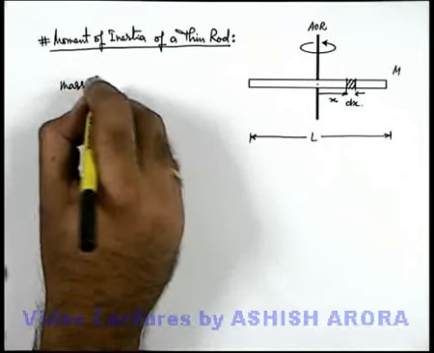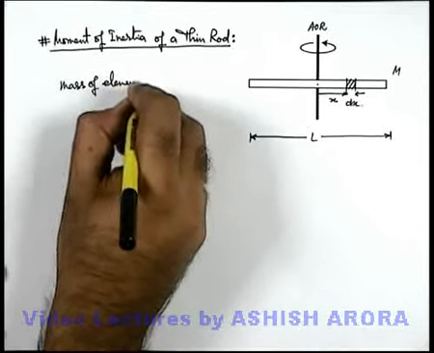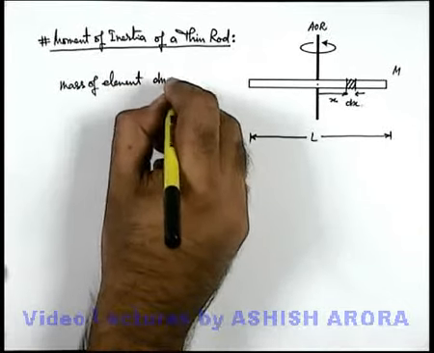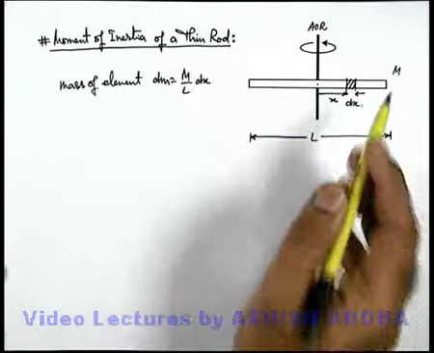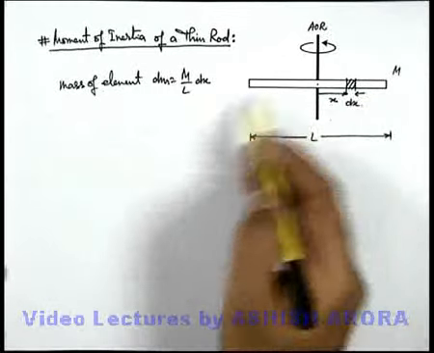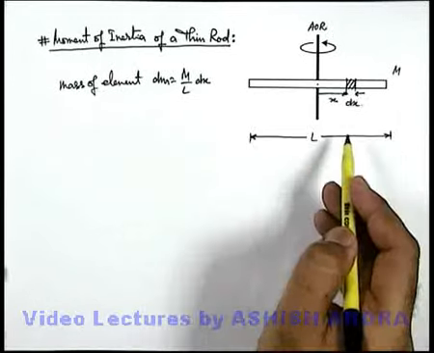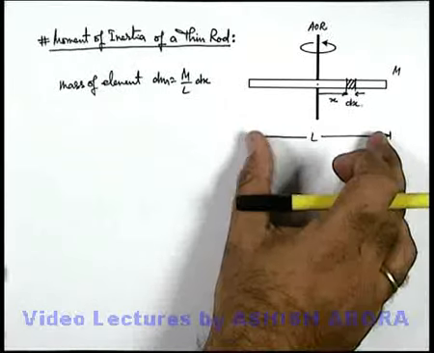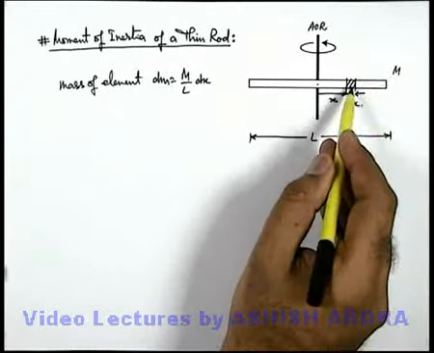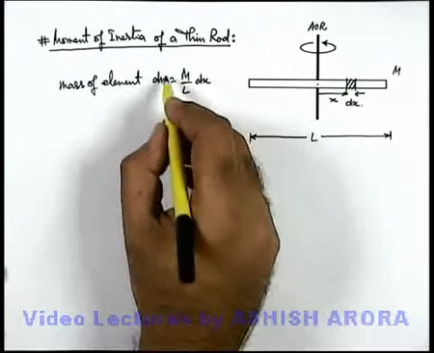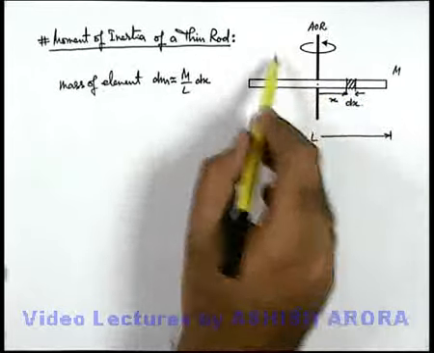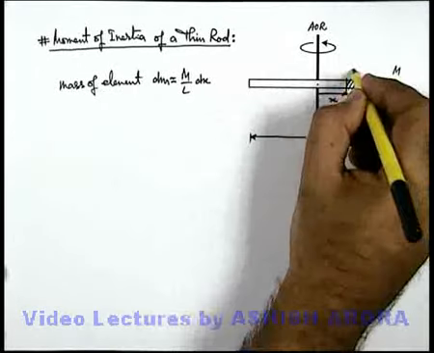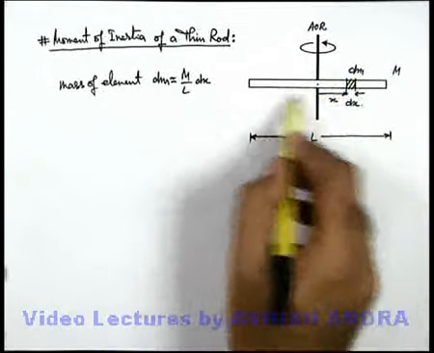We can write the mass of the element dm to be equal to m by L dx, as the whole mass of this rod is uniformly distributed in the length of this rod. So for the length L, if its mass is m, for the element of width dx, its mass can be written as m by L dx. And when the rod rotates, this dm will revolve in a circle of radius x.